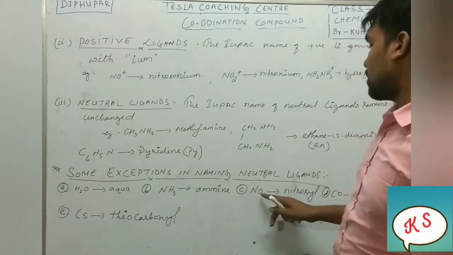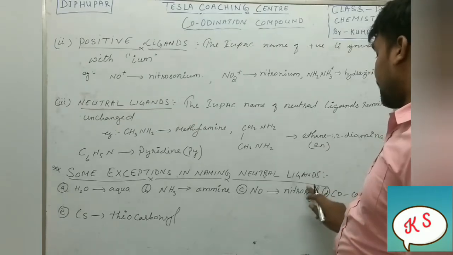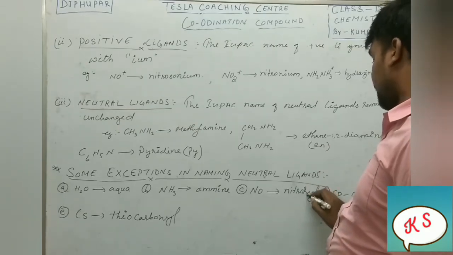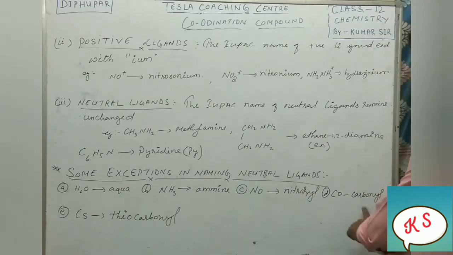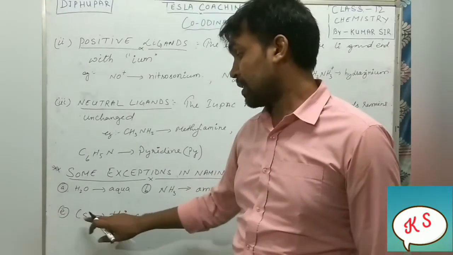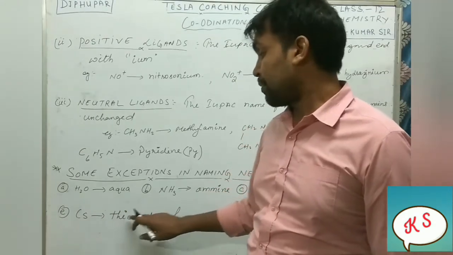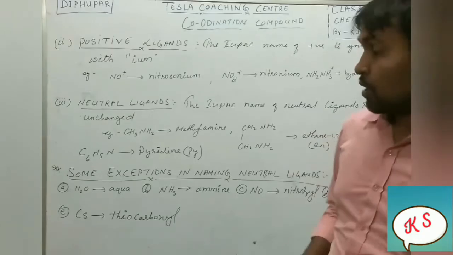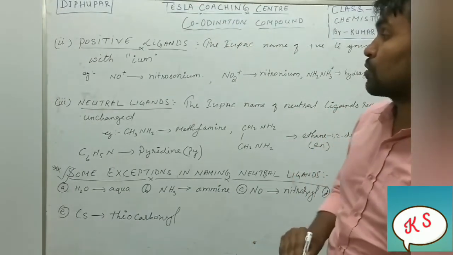NO, what will its name be? Nitrosyl. My R and S are a little similar, so don't get confused. And CO will be carbonyl. The name of CO is carbonyl. And then CS. S represents thio, so thiocarbonyl. So these are the exceptional cases in neutral ligands.